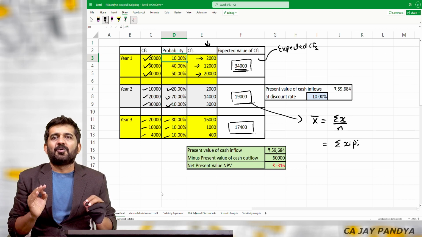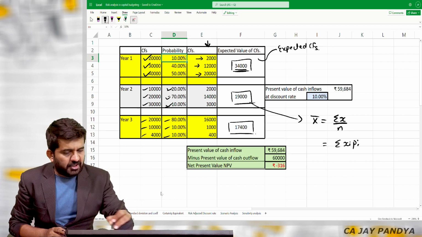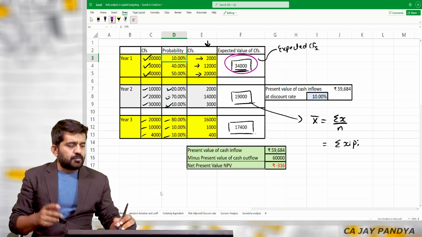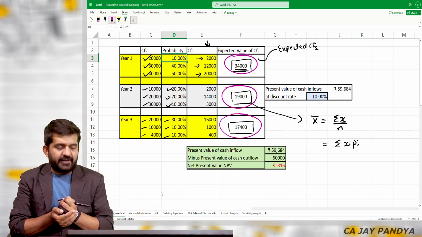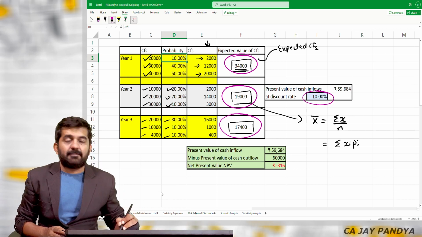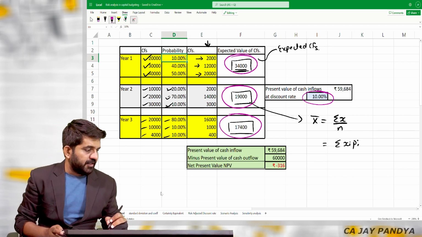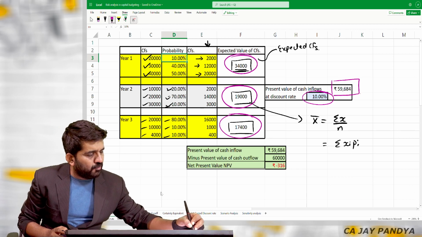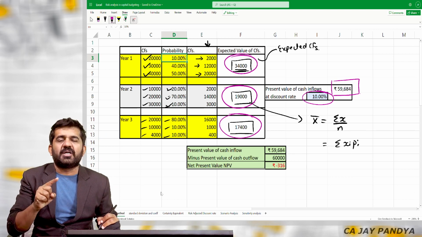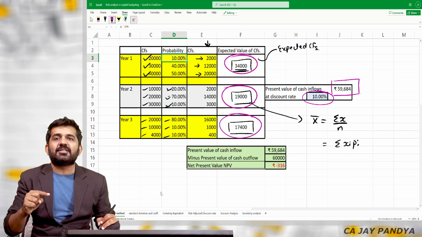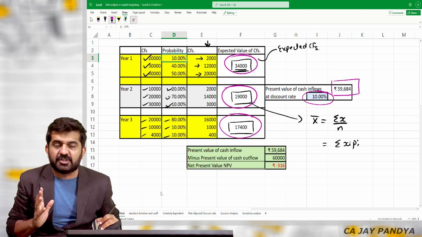And now the question is the same as capital budgeting. My cash flow for the first year is 34,000, for the second year is 19,000, for the third year is 17,400, and my discount rate is 10%. My cost of capital is 10%. I want a 10% required rate of return. Then my present value of cash inflow, you will have to do it manually in the examination, is 34,000 into 1 divided by 1.10 raised to 1, 19,000 into 1 divided by 1.10 raised to 2, and 17,400 into 1 divided by 1.10 raised to 3.